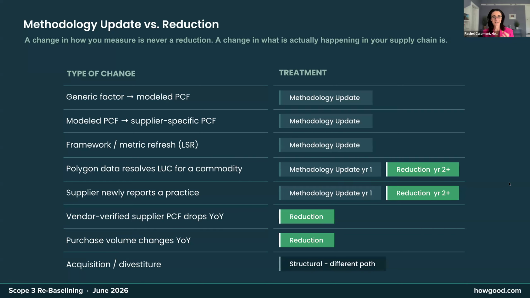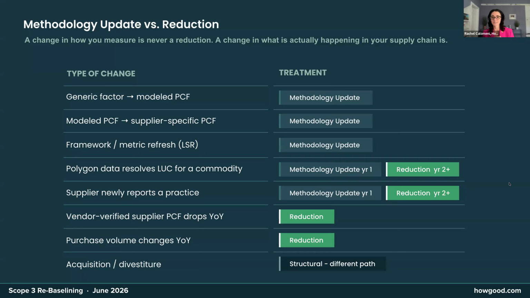Most of you are going to live through at least 3 of these in the next 18 months. LSRS rollouts, supplier-specific data flowing in, maybe an acquisition, polygon data resolving the cocoa exposure like we just looked at. Your job is not to avoid them. They're going to happen. Your job is to classify each one correctly when it lands.